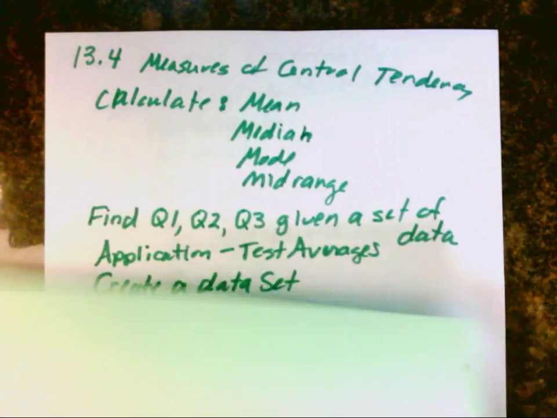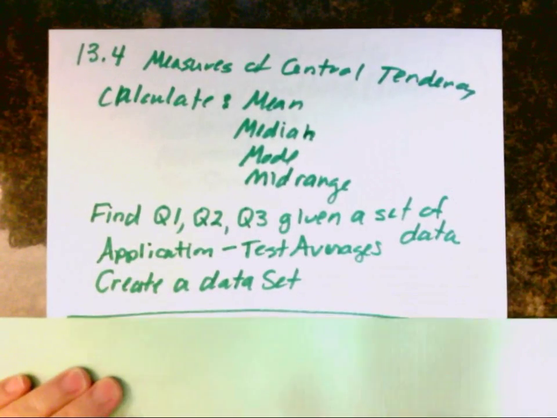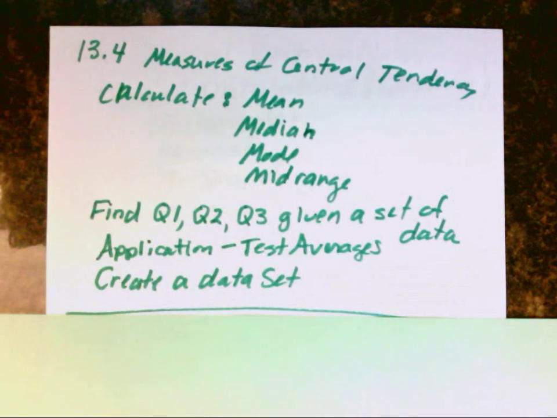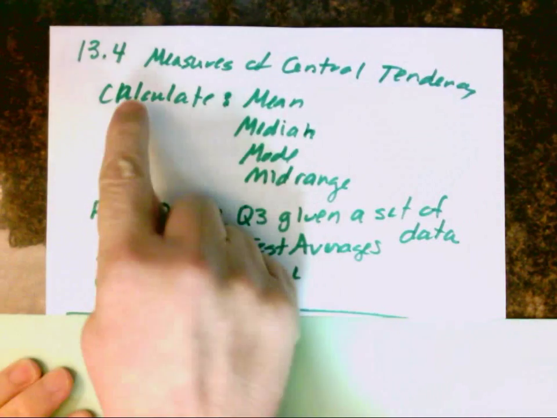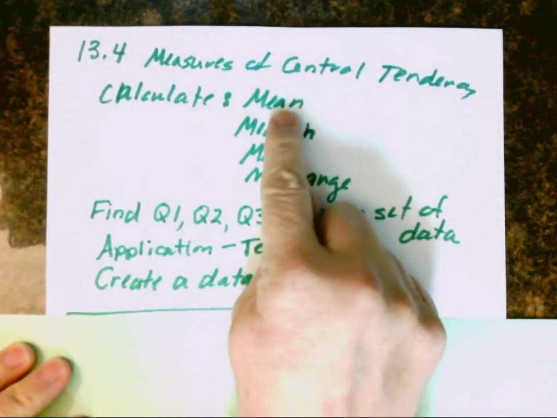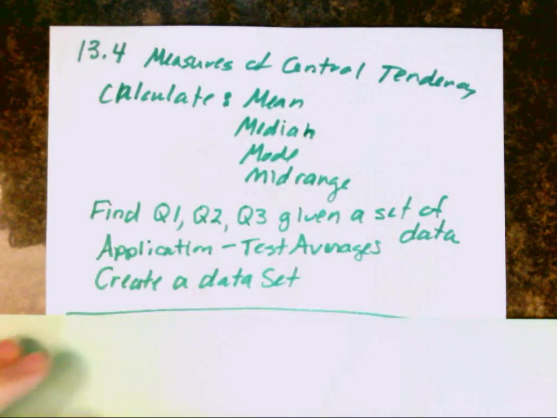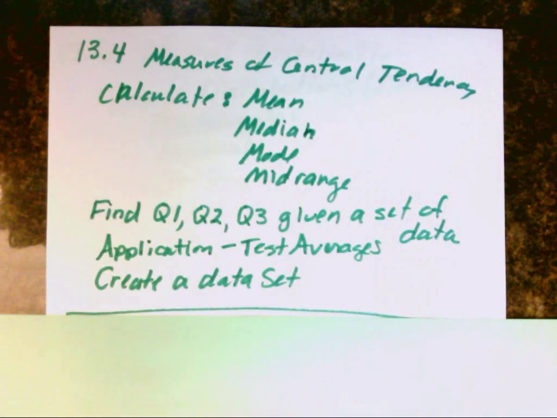In the next section, 13.4, measures of central tendency. Please remember, if this is too fast, that you can stop it and rewind and replay it. So you can pause at any point that it's helpful. You will need to be able to calculate the mean, median, mode, and mid-range. We did all of those this semester, so go back over those.